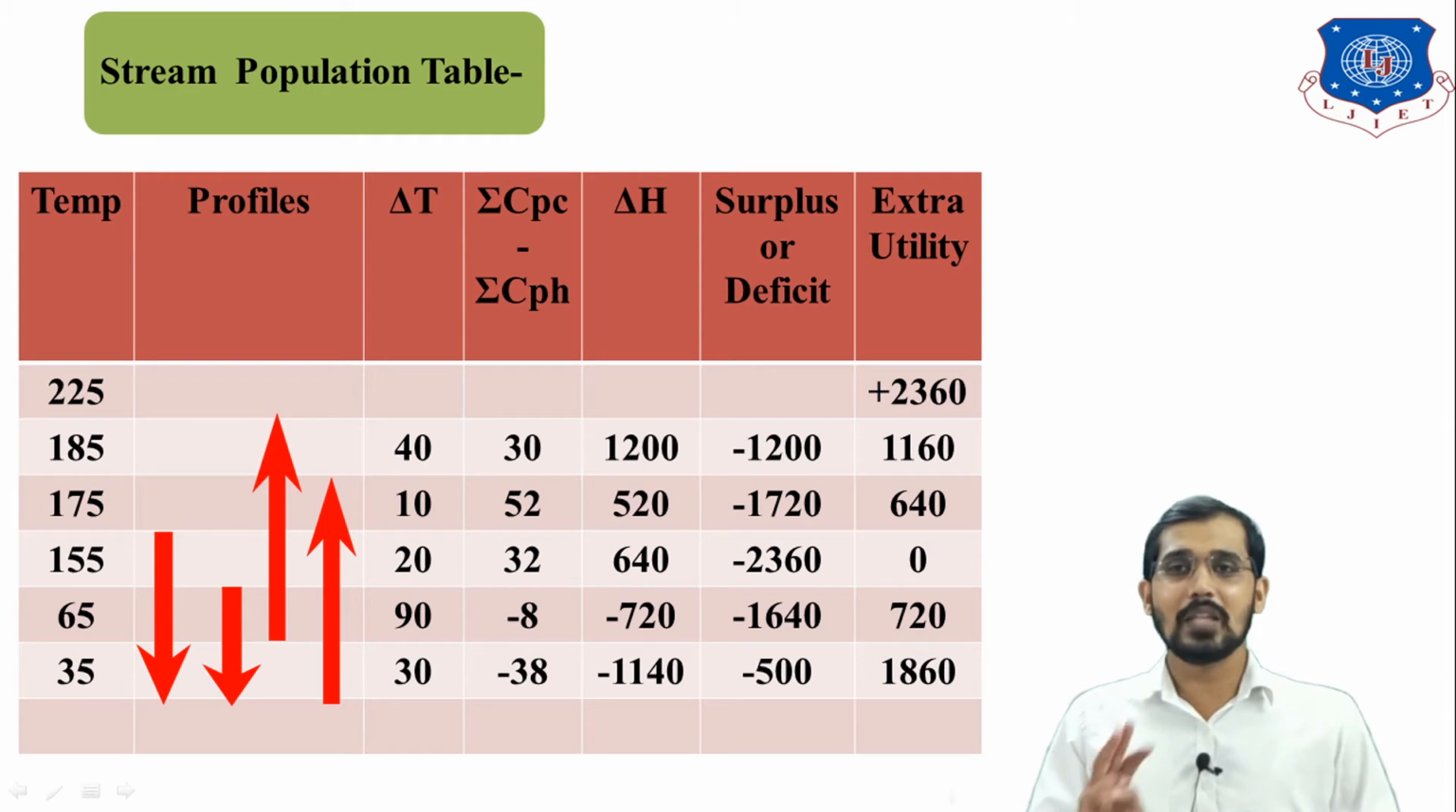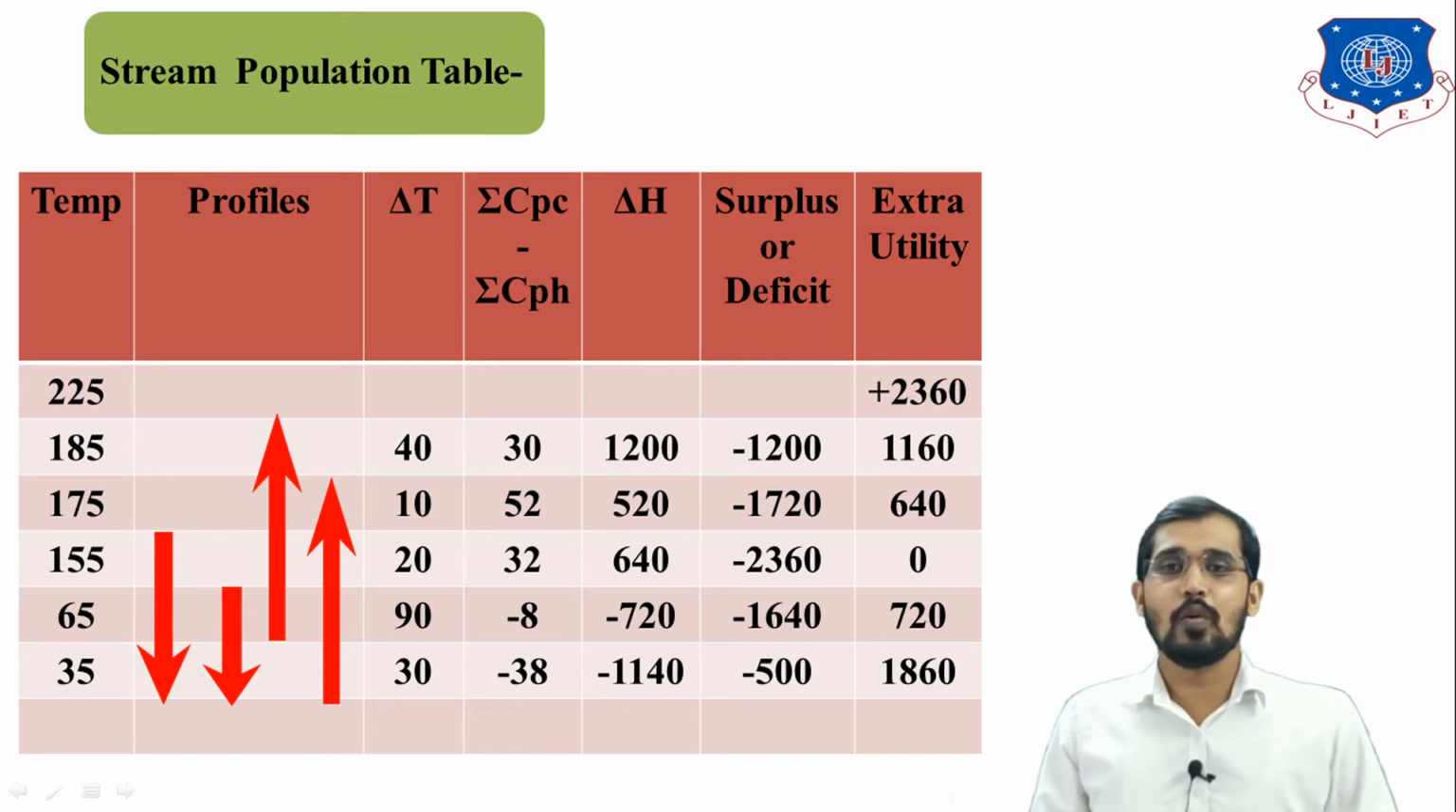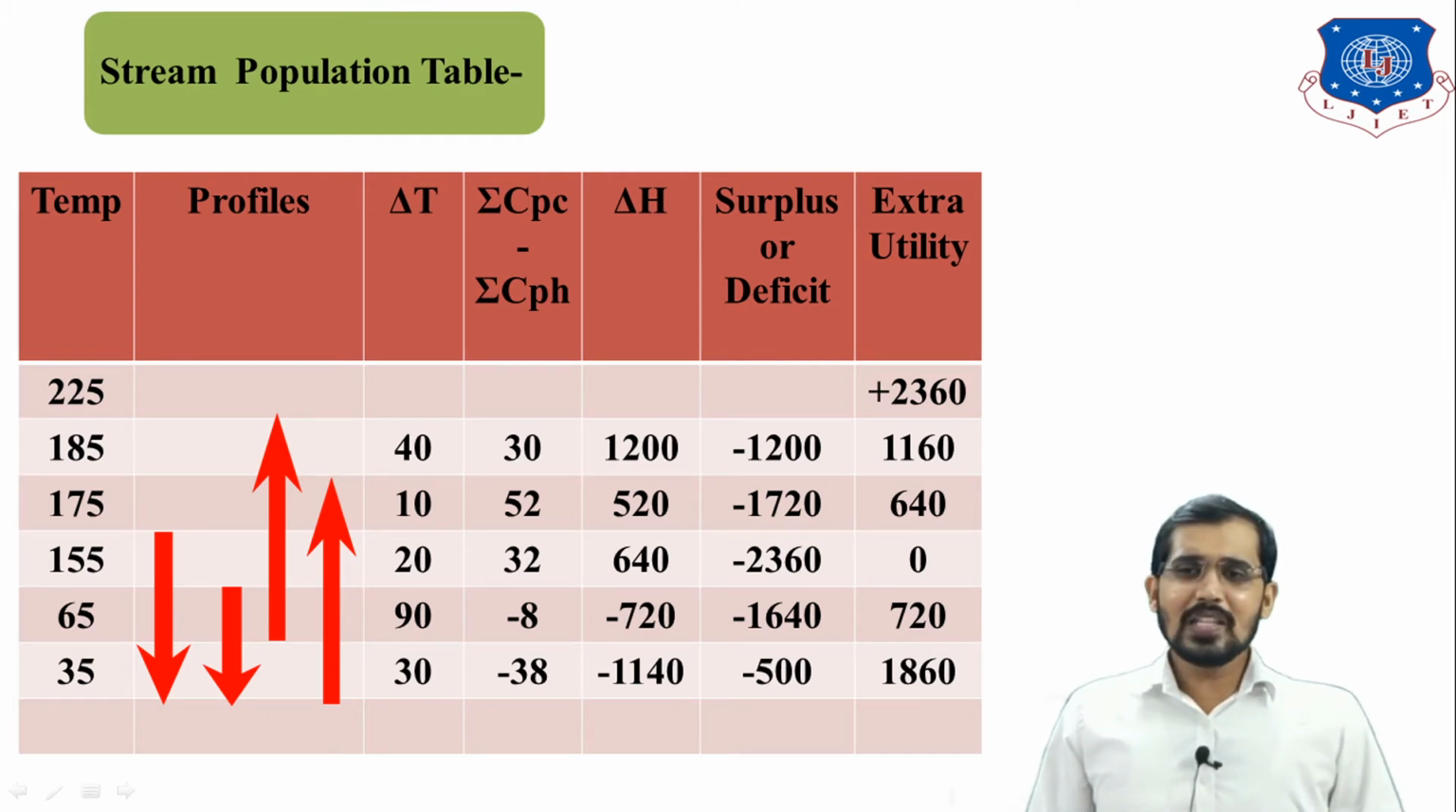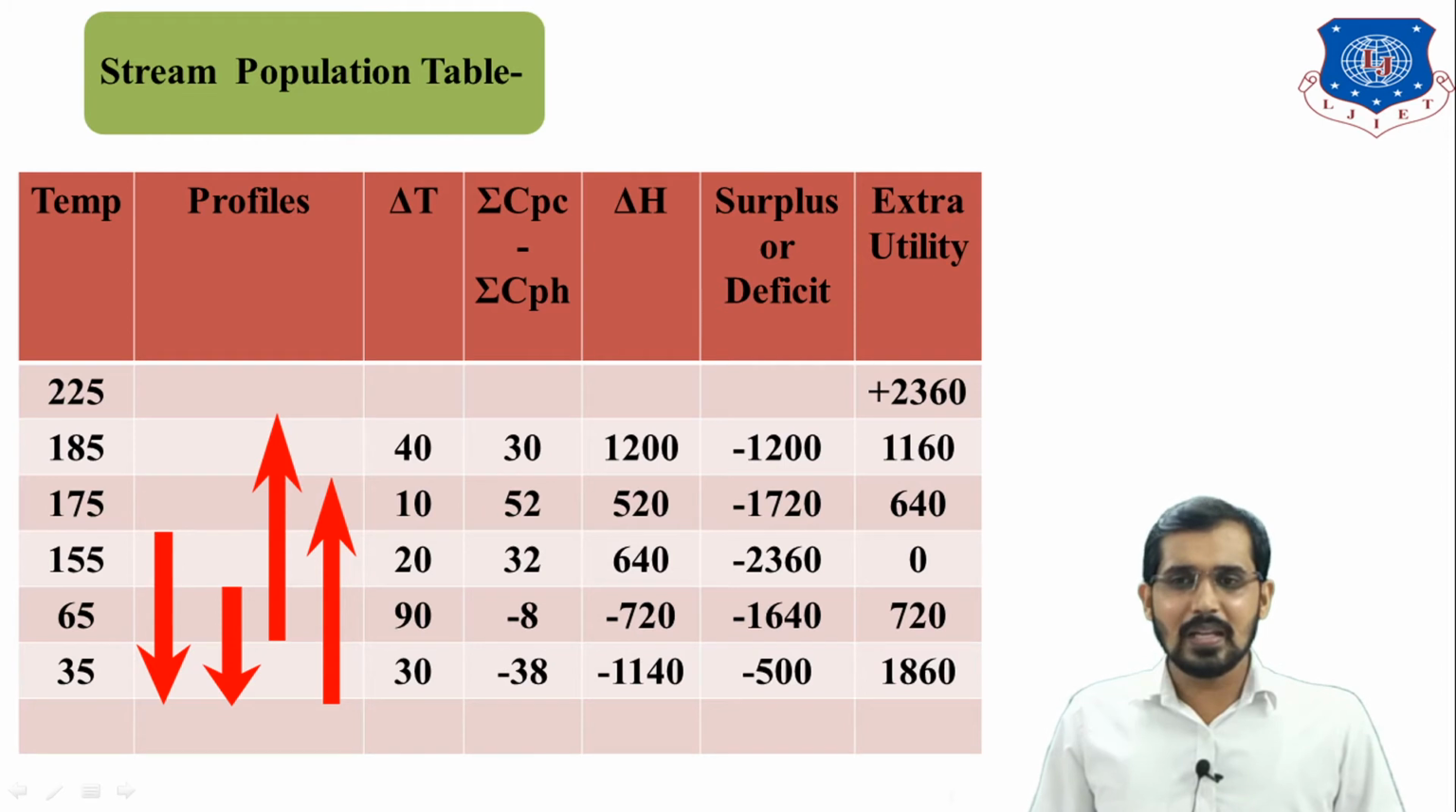So we have completed three columns. The first one is the shifted temperature, and we have written this data in a decreasing manner. After that, the temperature profile: this is for the H1 stream, this is for H2, this is for C1, this is for C2, and we have written here the temperature difference. For example, 225 minus 185 is 40. Similarly, we have calculated for all these streams: 40, 10, 20, 90 and 30. Done. After that, the next column is the difference between the summation of CPC minus CPH.